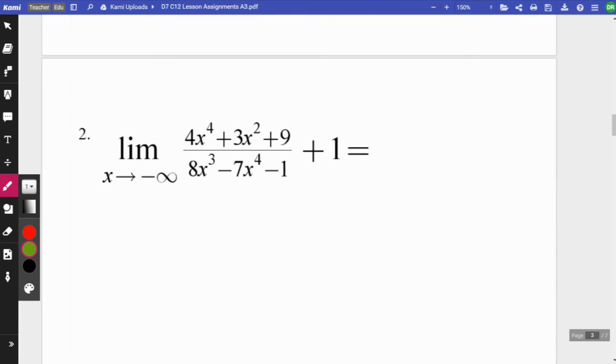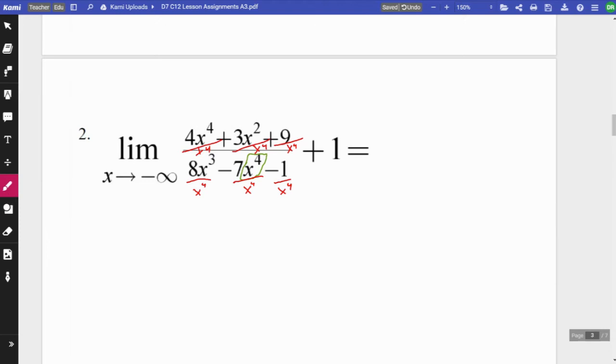In this case, it says we're approaching negative infinity, so keep that in mind. But we would want to do the same thing. Look at the denominator. We see the largest exponent of x is x to the 4th. So I'm going to divide everything in this fraction here by x to the 4th. We can see what happens. Okay, each term got divided by x to the 4th.